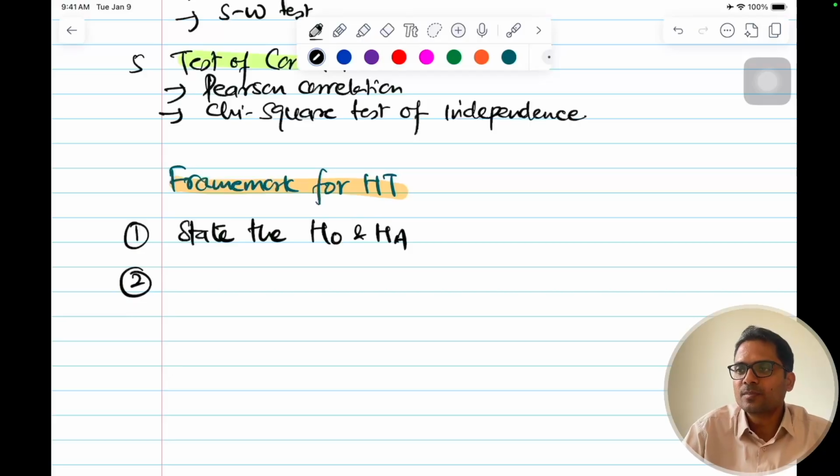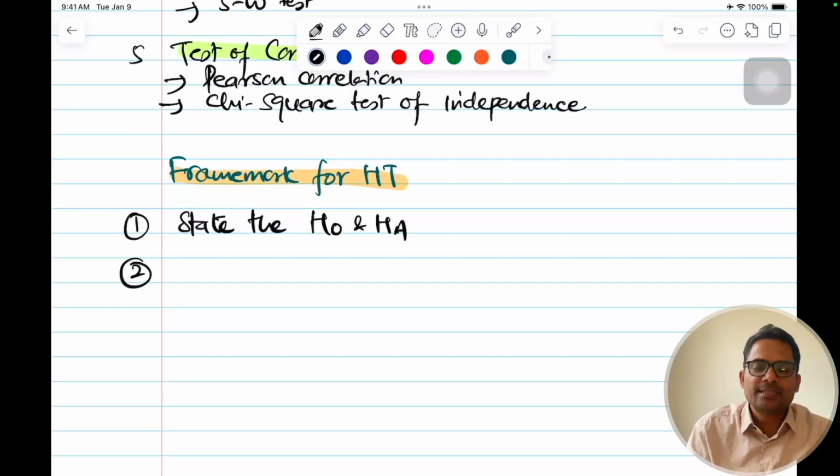Step number two is to select a relevant statistical test for the test statistic. Depending upon your task, you will choose what kind of test statistic you are going to implement. For example, if your sample is less than 30, you can go for Student's t-test, or t-test simply. If you have greater than or equal to 30 samples and you know the population standard deviation, then you can go for z-test.